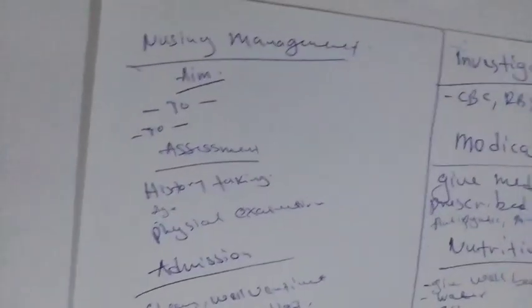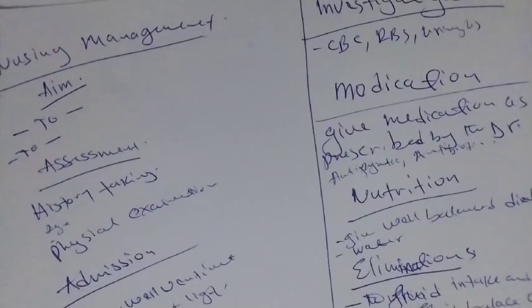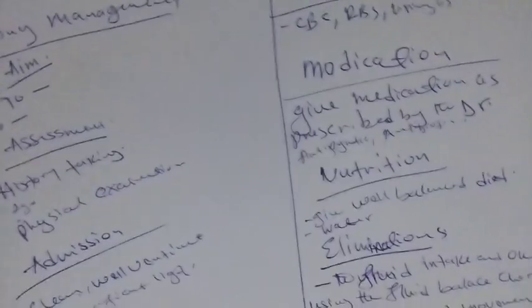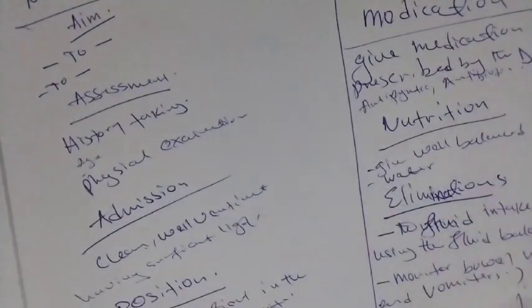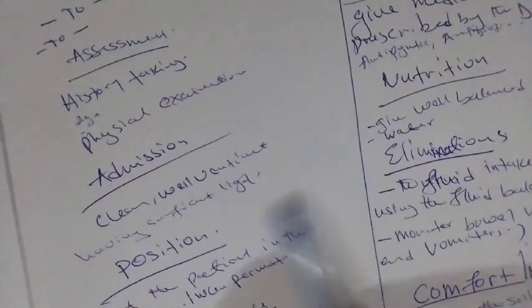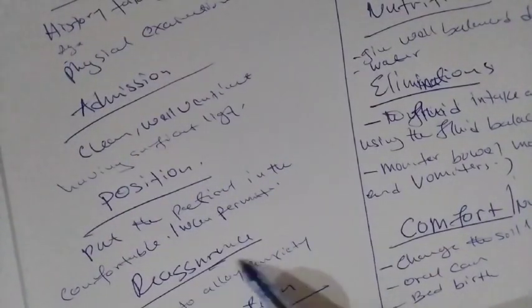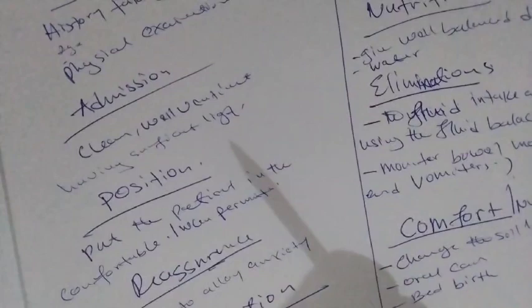In summary, the nursing management of the patient, we start with the aim, and then we come to assessment. In the assessment, we take the history, we do our physical examination. We will examine our patient. After physical examination, we will admit our patients in a clean, well-ventilated room having sufficient light. Then we position the patients according to the condition of the patients. And then we will reassure our patients, this one to allay anxiety.